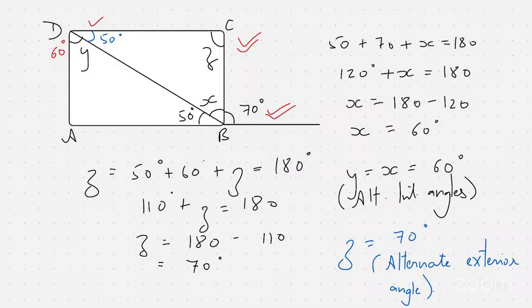So either you can solve this by taking that 50, or you can directly do it with the alternate exterior angle rule. Whatever the case is, you will get Z as 70. Okay, so the correct answers are X is 60 degrees, Y is 60 degrees, Z is 70 degrees. Okay, hope it's clear now. Hope the question is clear.